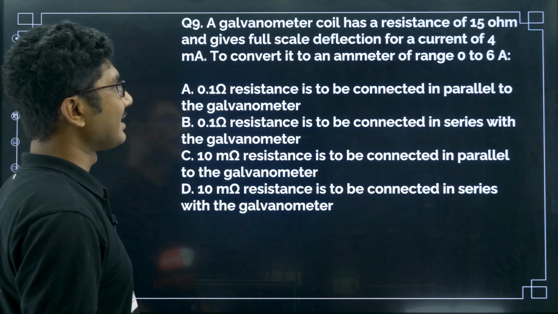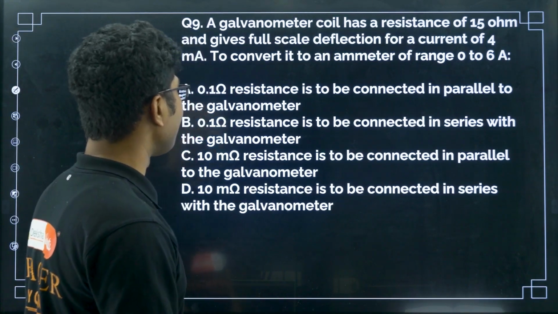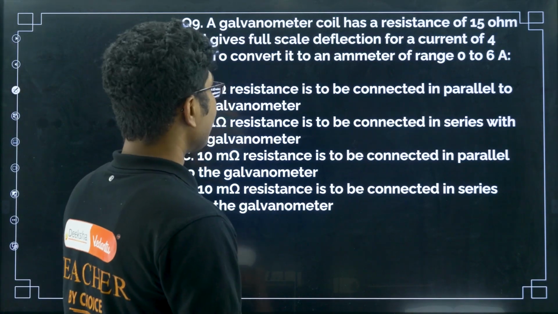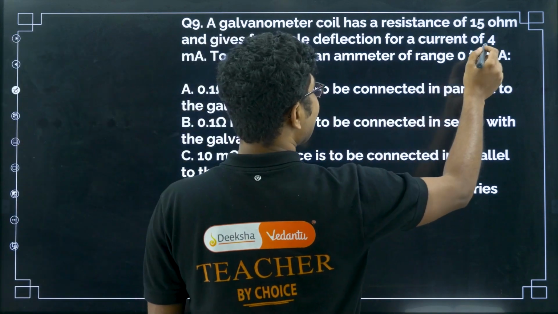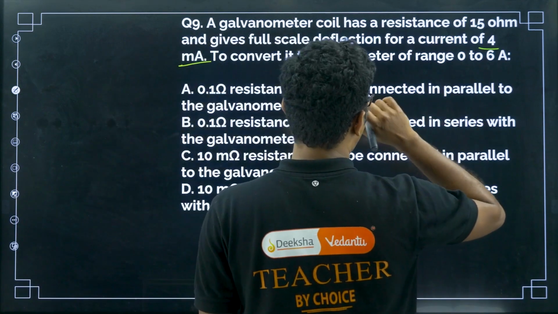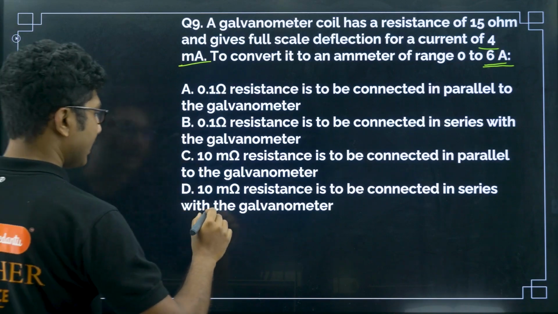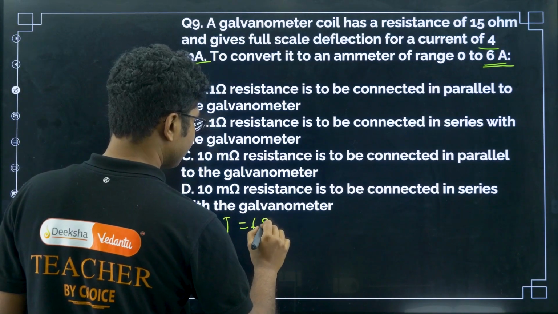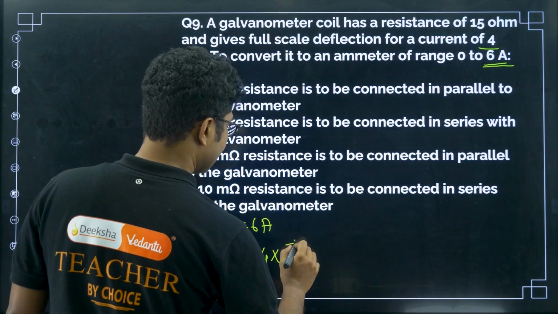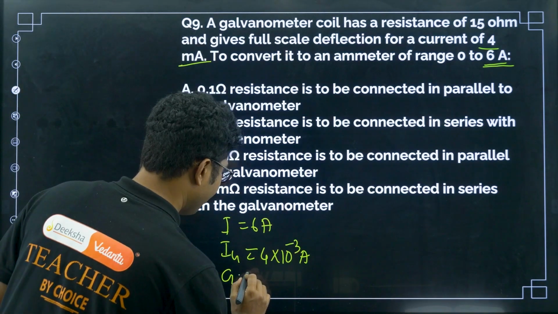A galvanometer coil has a resistance of 15 ohm and gives full scale deflection for a current of 4 milliampere. To convert it into an ammeter of range 6 ampere. Okay. So first of all, the maximum current that can pass through the galvanometer is 4 milliampere. Now you are trying to convert it into an ammeter, so that the maximum current it can measure is 6 ampere. So I is 6 ampere here, but Ig is 4 milliampere, 4 times 10 to the power of minus 3 amperes. You have to solve this quickly. Okay, and they have given that G is 15 ohm.